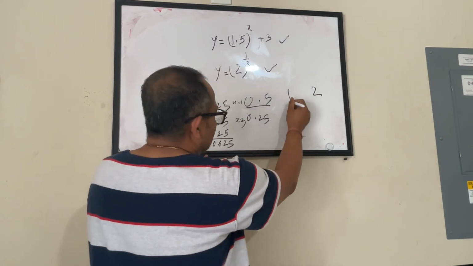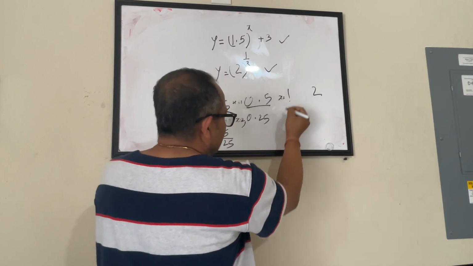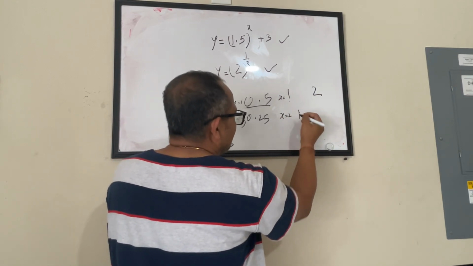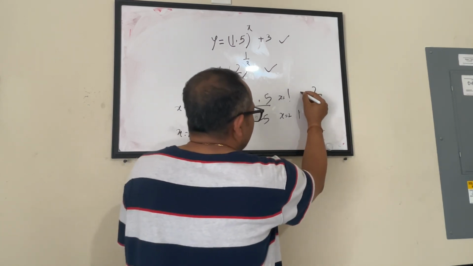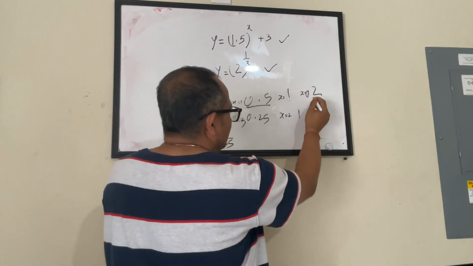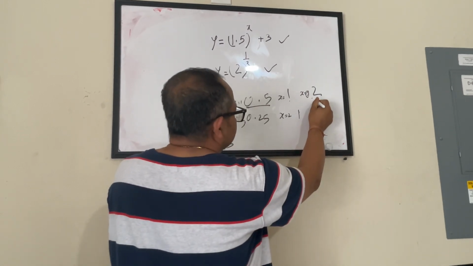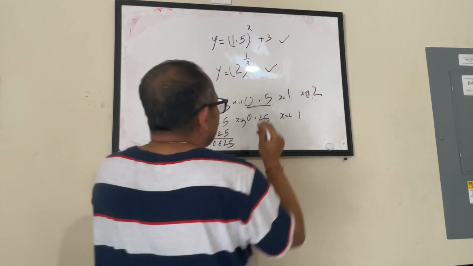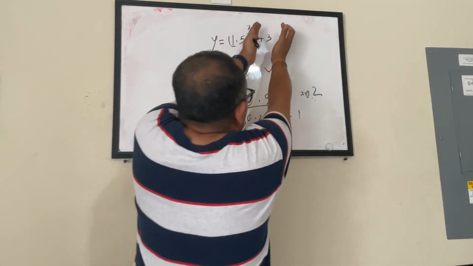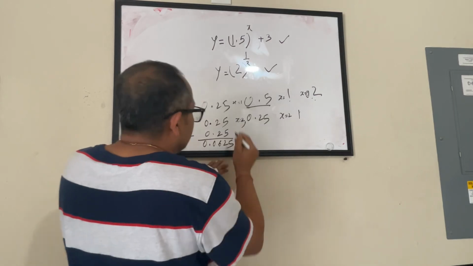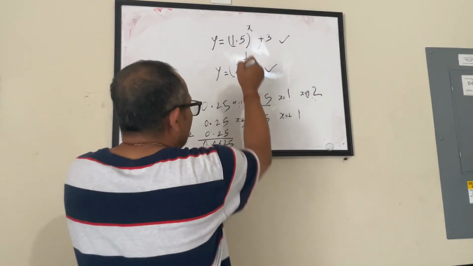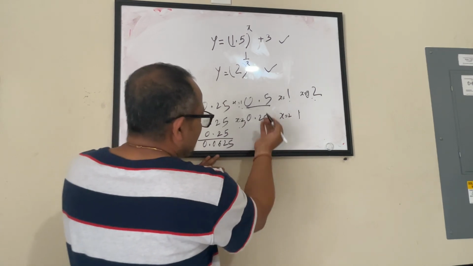Here in this case what's happening? When x equals 1, this is 1. When x equals 2, it remains 1 only. Okay, this is 3, right? I'm just talking about this piece, okay? Because this is constant. So when x equals 1, this is 0.5. When x equals 2, it's 0.25.